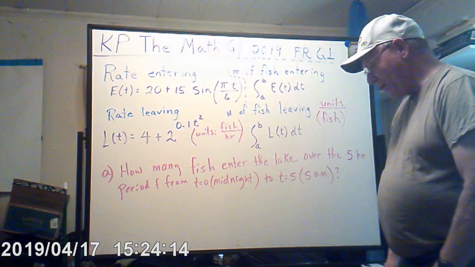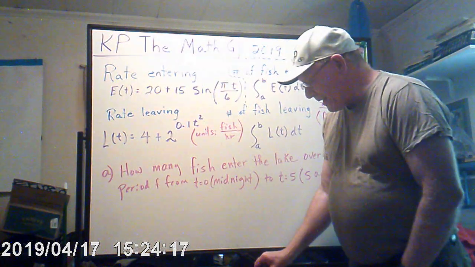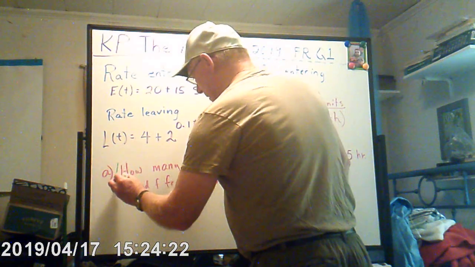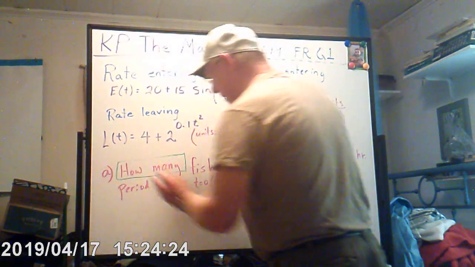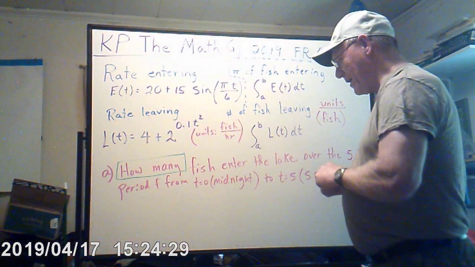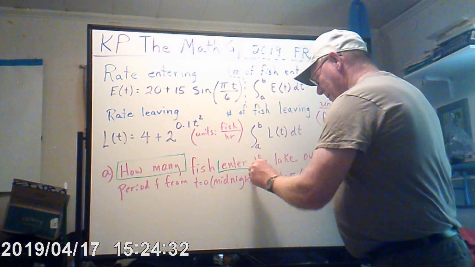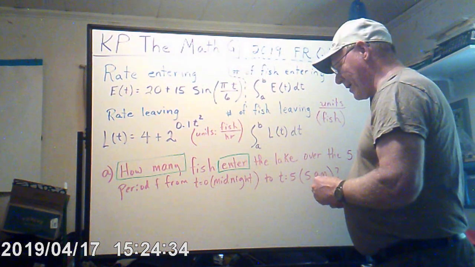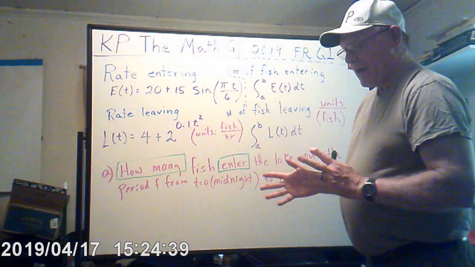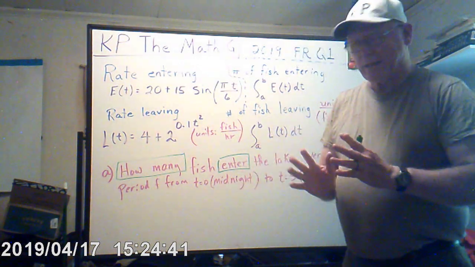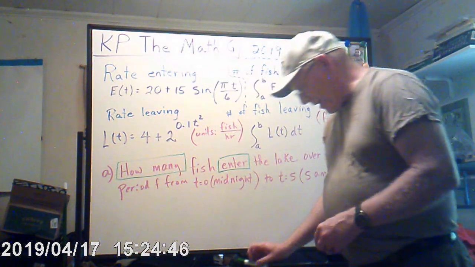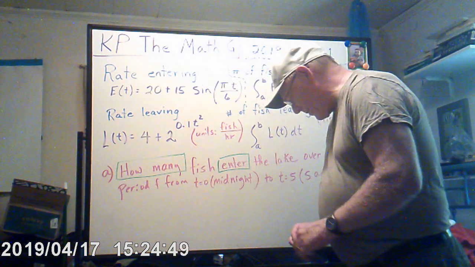First of all, we look for keywords, and one of the keywords that sticks out in my mind immediately is how many. So I get this feeling I'm going to have to do a definite integral when I'm trying to find how many fish, and then it says enter. Alright, they enter the lake. I want to find out what my interval is, from T equals 0 to T equals 5. So I already have everything that I need to solve this.